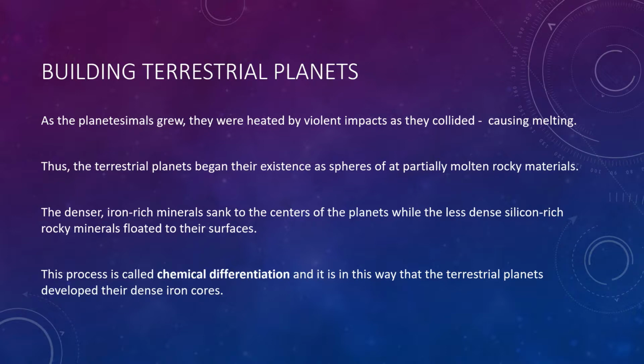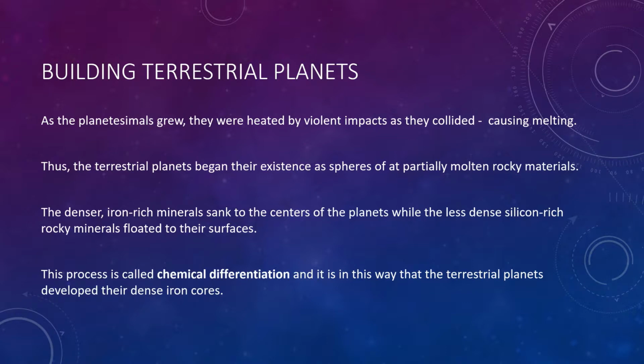At first, the material that coalesced to form protoplanets in the inner solar nebula remained largely in solid form, despite high temperatures close to the protosun. But as the protoplanets grew, they were heated by violent impacts with other planetesimals, as well as by the energy released from the decay of radioactive elements. And all this heat caused melting. Thus, the terrestrial planets began their existence as spheres of at least partially molten rocky material.